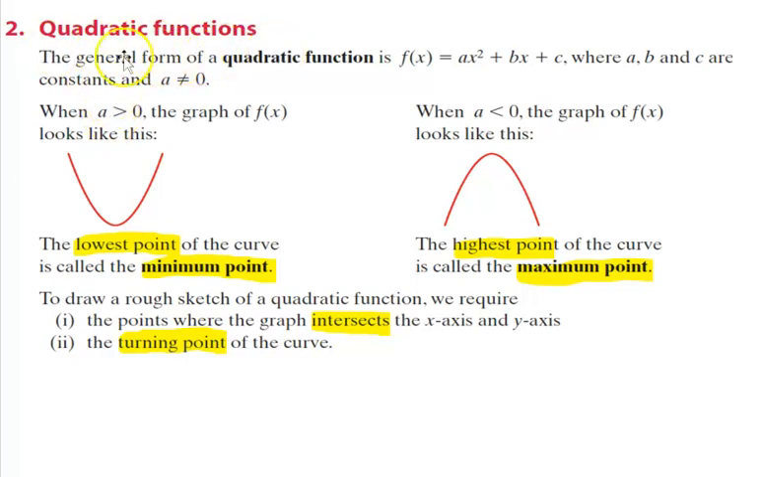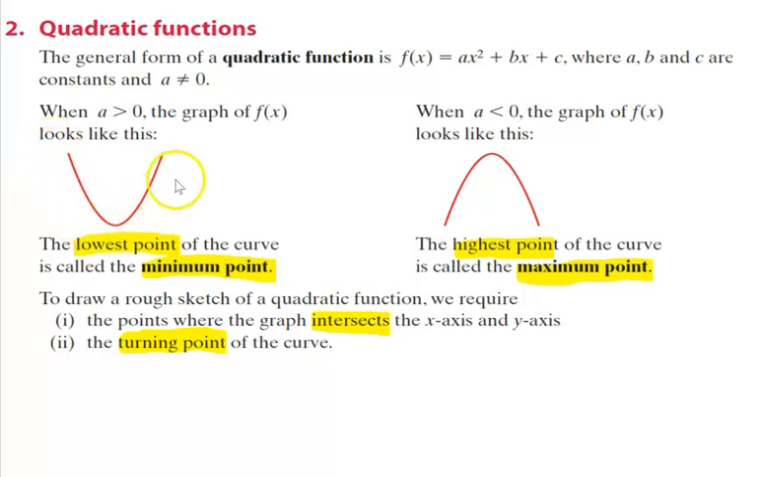Quadratic functions. The general form of a quadratic function is f of x equals ax squared plus bx plus c, where a, b, and c are constants and a is not equal to 0. When a is greater than 0, so a positive x squared value, the graph of f of x looks like this, so U-shaped. When a is less than 0, so ax squared is minus something x squared, the graph of f of x looks like this, so N-shaped.